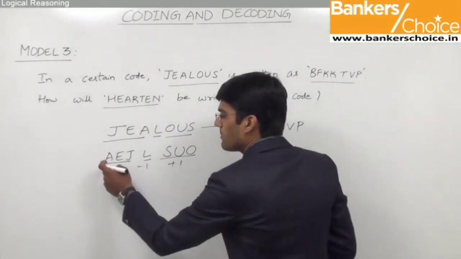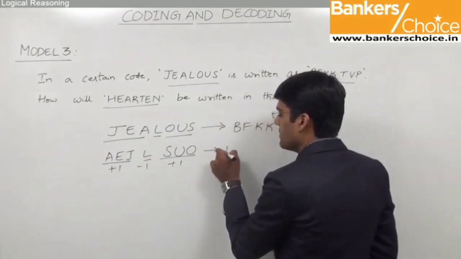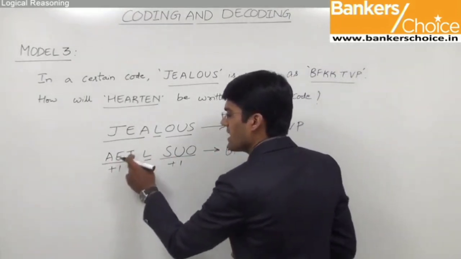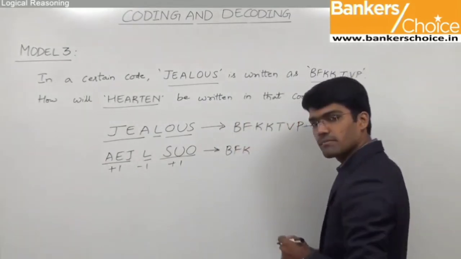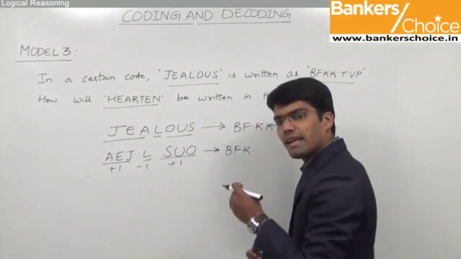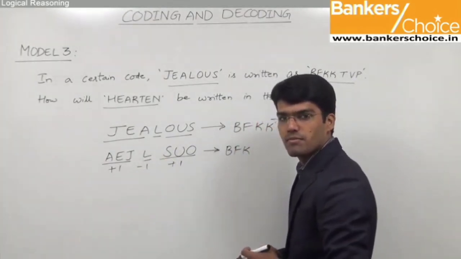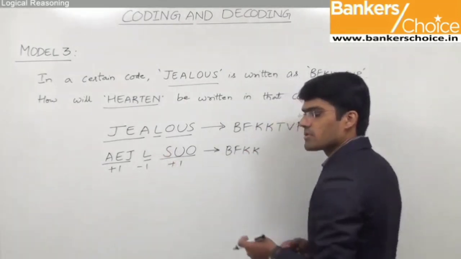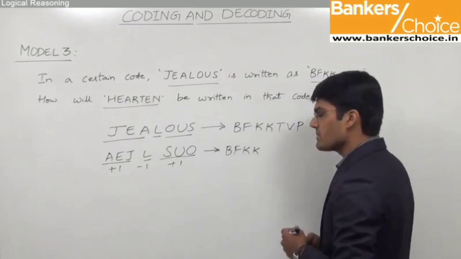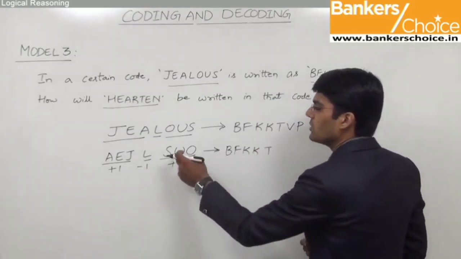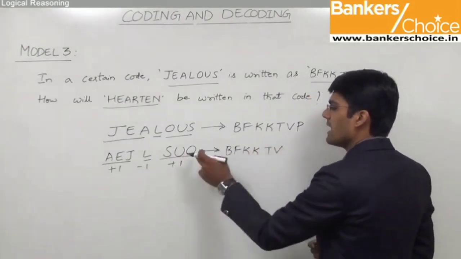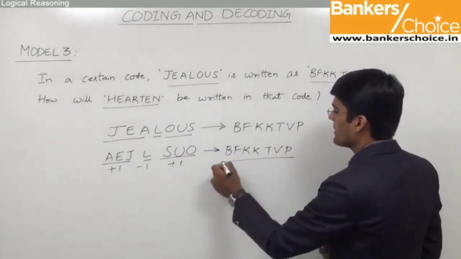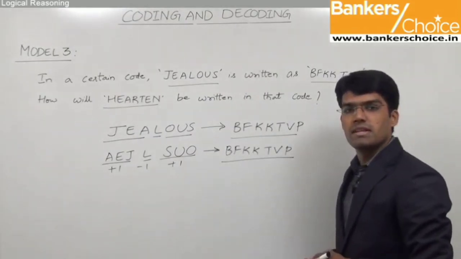So, A plus 1 gives B, E plus 1 is F, J plus 1 is K. L minus 1, that is L is replaced with the letter which comes before L, that is K again. S plus 1, so S is replaced with the letter which comes after S, that is T. U plus 1 gives V, and O plus 1 gives P. So that is how we obtain the code for the given word JEALOUS.